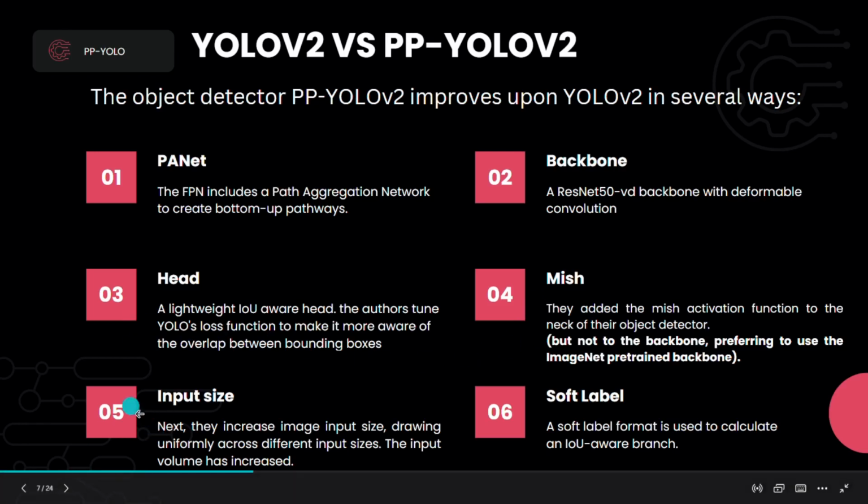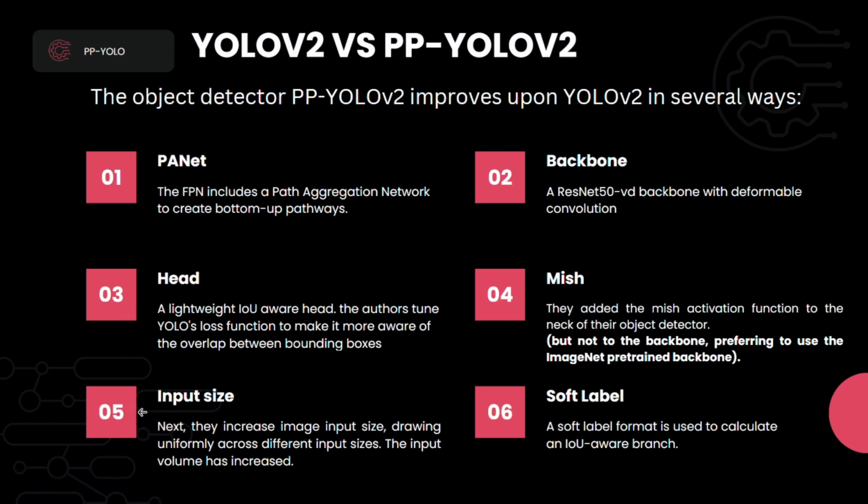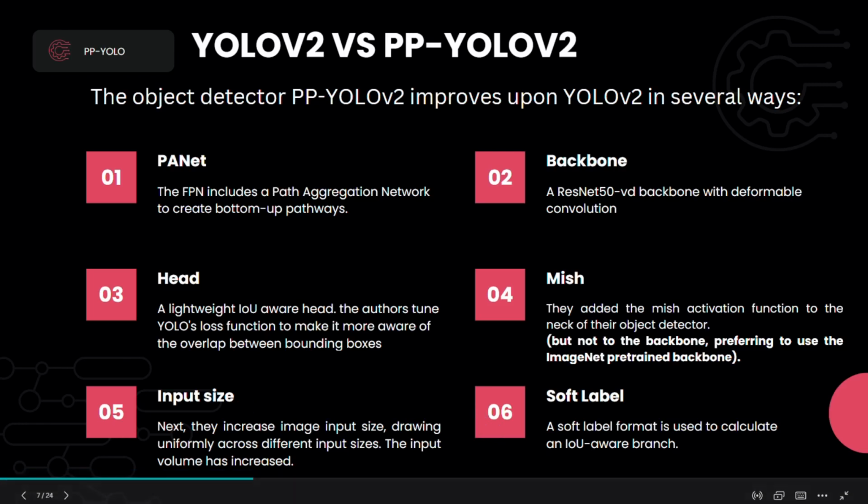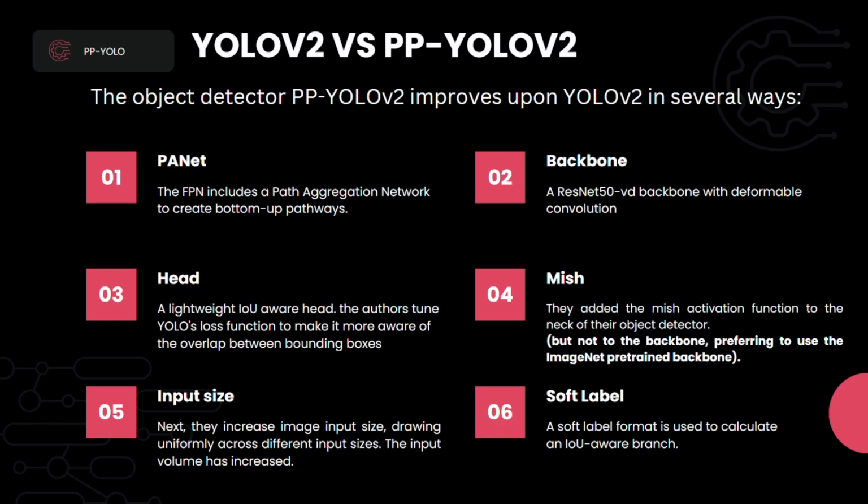The fifth is the input size, and they increase the image input size by drawing uniformly across different input sizes. The input volume has increased from the previous versions. And sixth, they use a soft label. Soft label format is used to calculate an IoU-aware branch.